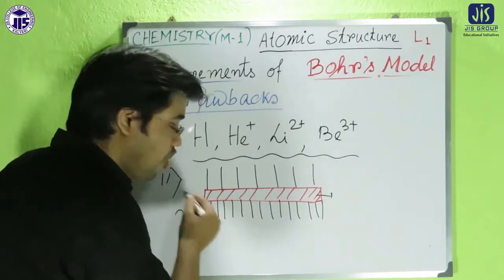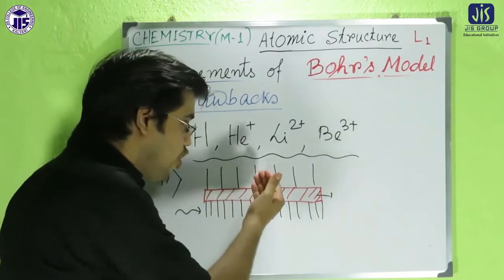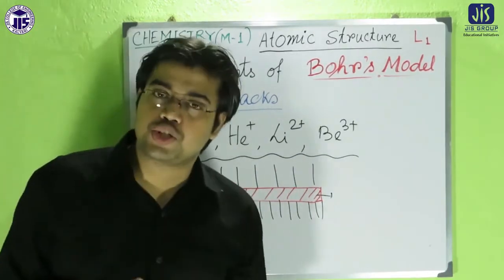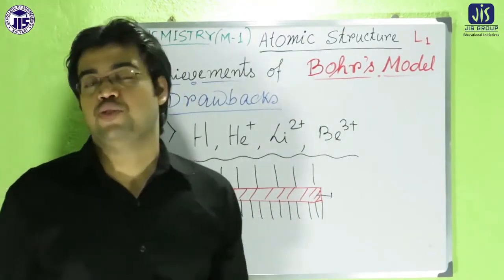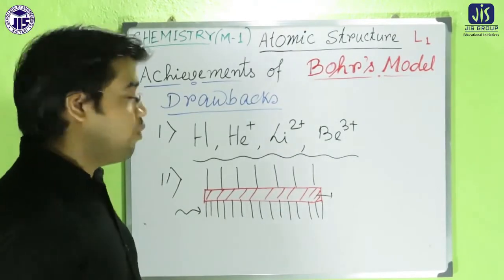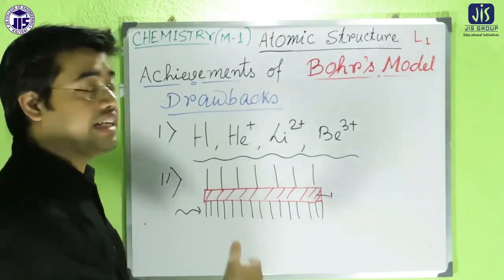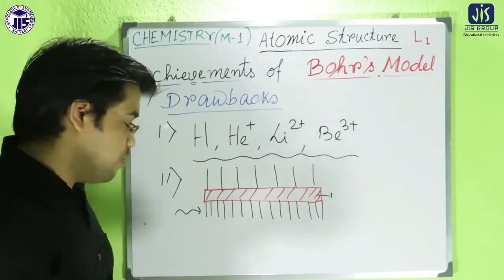That splitting is also called fine structure. That means the hydrogen spectrum also gives the fine structure in the presence of a high resolving power spectrophotometer. So why did that kind of splitting occur? Bohr's model was totally silent regarding that fact. So that is another drawback of the Bohr's model.